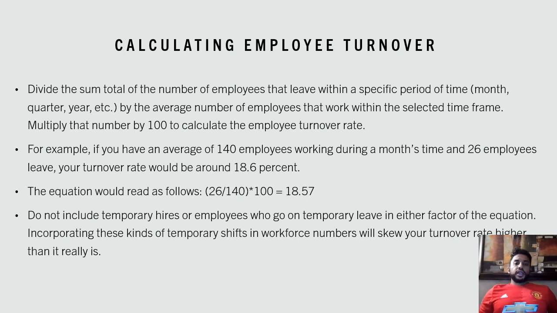So how do you calculate employee turnover? Basically, we'll just jump right to the example. If you had an average of 140 employees working during a month's time, and 26 employees leave, your turnover rate would be around 18.6%, right? You're just looking for the percentage, so 26 out of the 140, so 26 divided by 140. This is basic math, right? And to get the percentage, multiply by 100. Do not include temporary hires or employees who go on temporary leave, right? So you won't have to do that. That's pretty common sense.